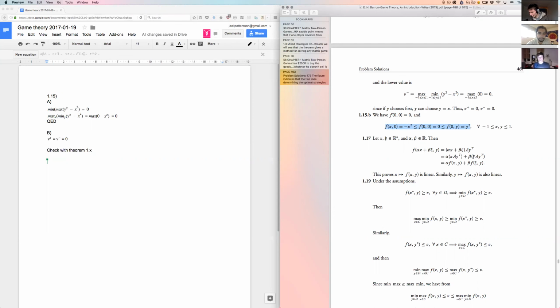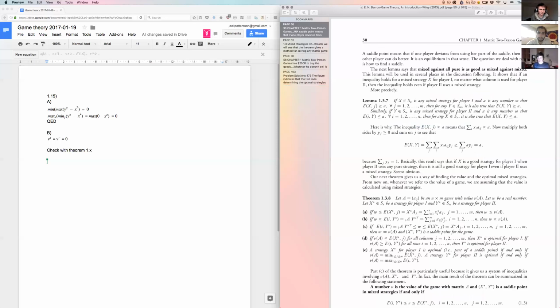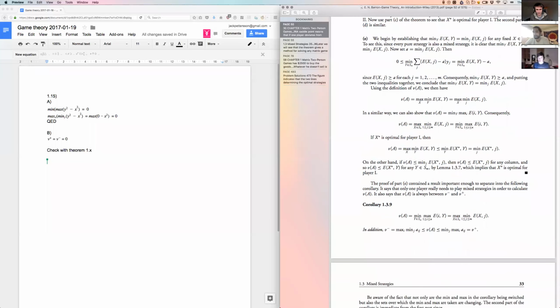I also highlighted 1.19 as a good one. I didn't actually solve it, I don't know if I figured it out myself. I circled it for some reason.